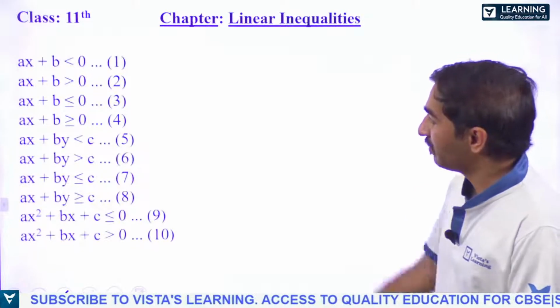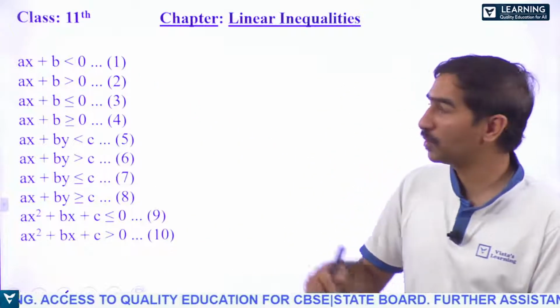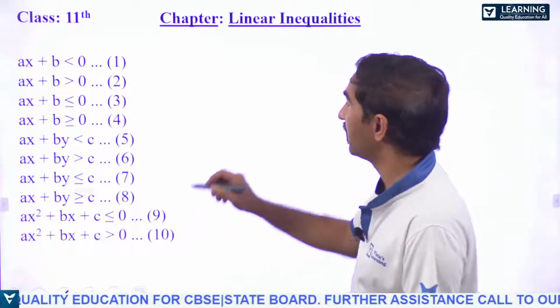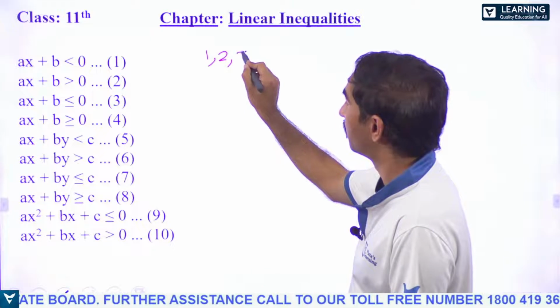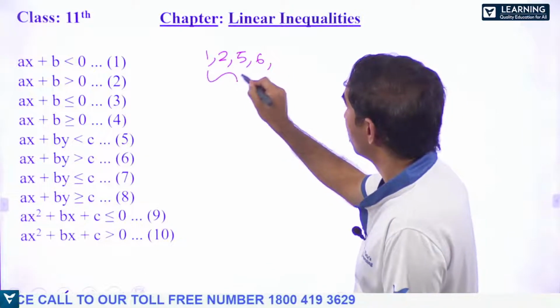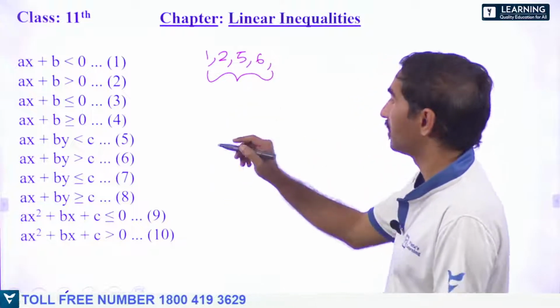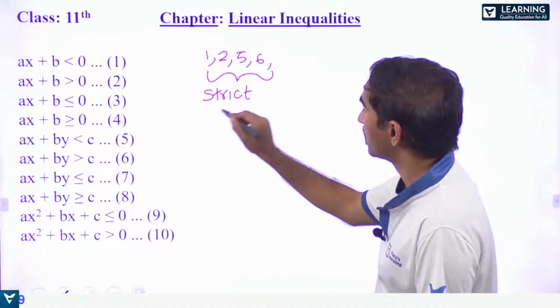So next we have 10 equations here. In these 10 equations, we are going to classify. So for example, let us take 1, 2, 5, 6. So this is one group. We'll write in red color only. These are called strict inequalities.